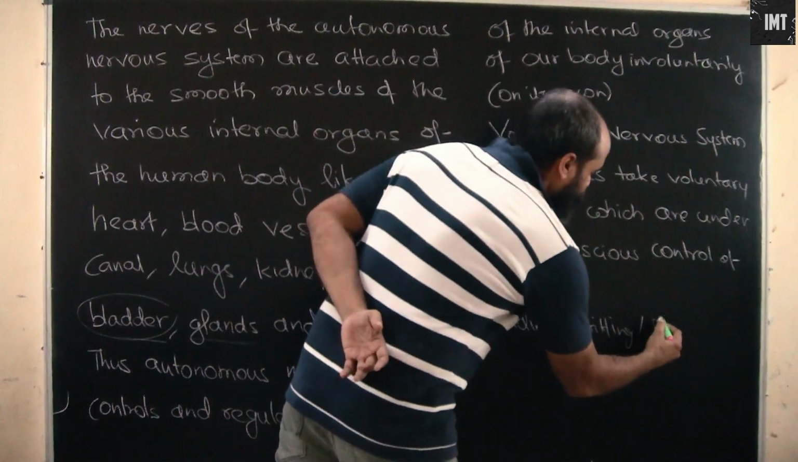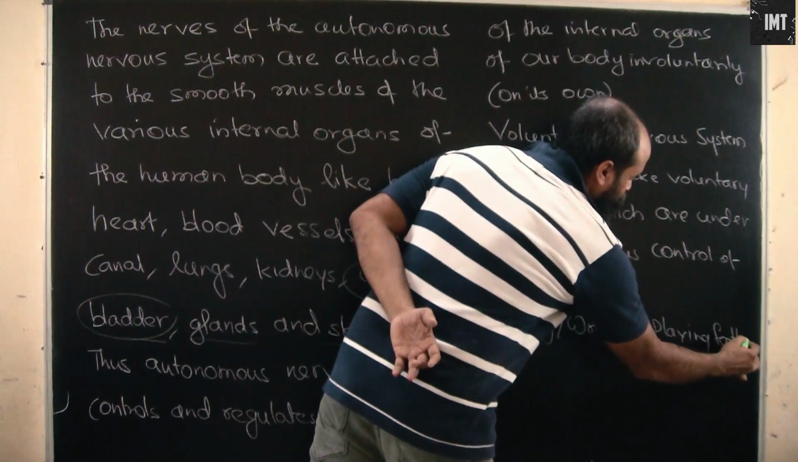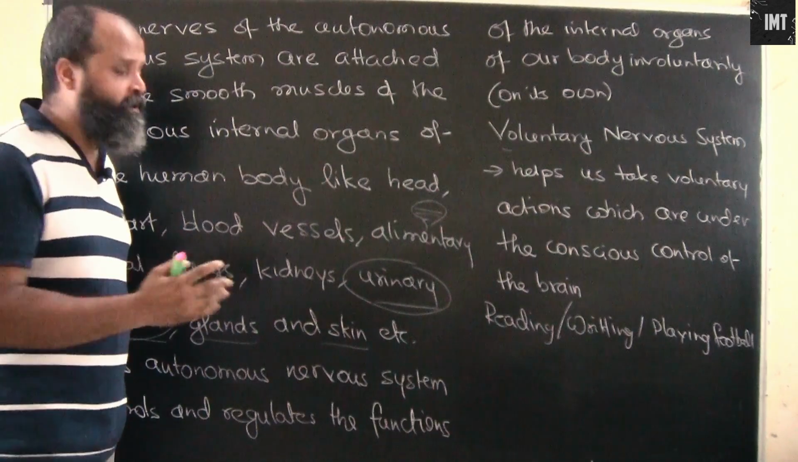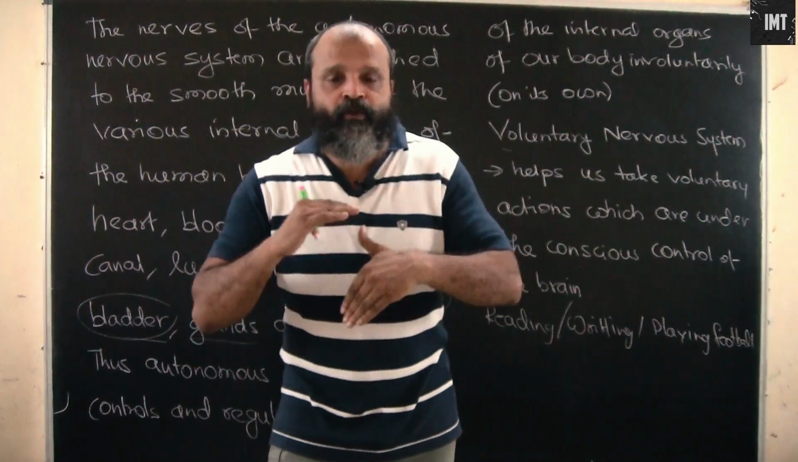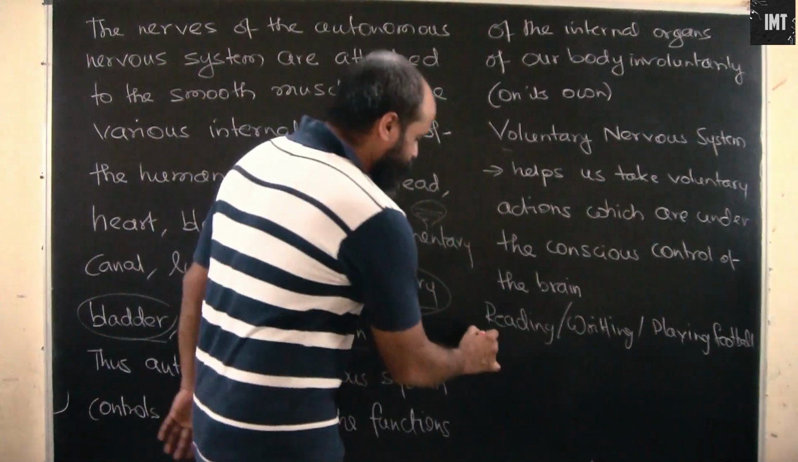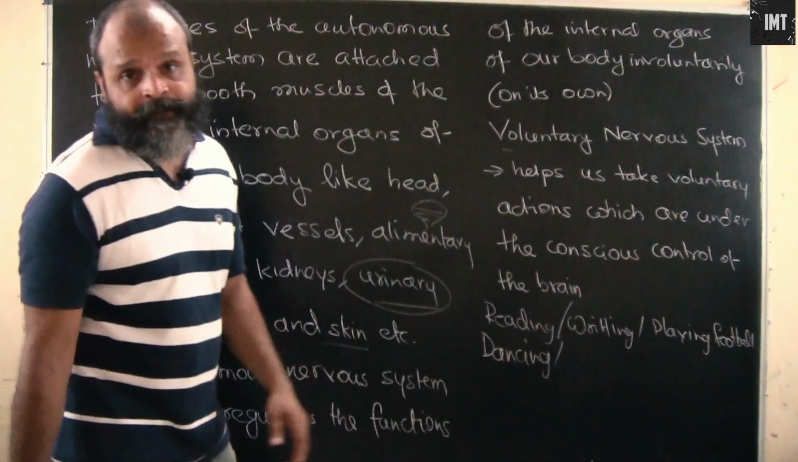Playing football, that's also a voluntary action. Playing cricket, playing any form of sport, that's a voluntary action. You will have to run in a particular way. You will have to take stands in a particular way. You will have to perform in a particular way. Dancing also is an example of voluntary action.